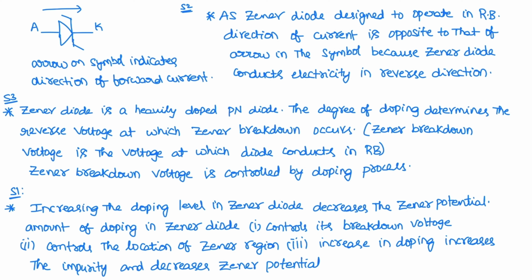So a Zener diode is designed to operate in reverse bias, so the direction of current is opposite to that of the arrow in the symbol, because a Zener diode conducts electricity in the reverse direction. Statement 2 is correct.